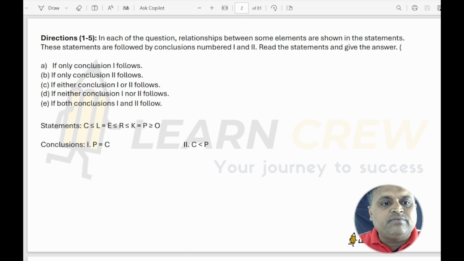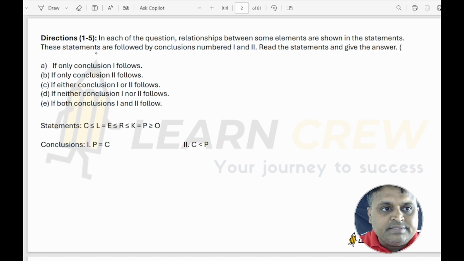And here we have 80 questions. So the first 5 questions, as usual, are based on inequalities. Normally in your IBPS RRB or IBPS Clerk or PO exam you will have one-shot 5 questions from inequalities in the reasoning section.